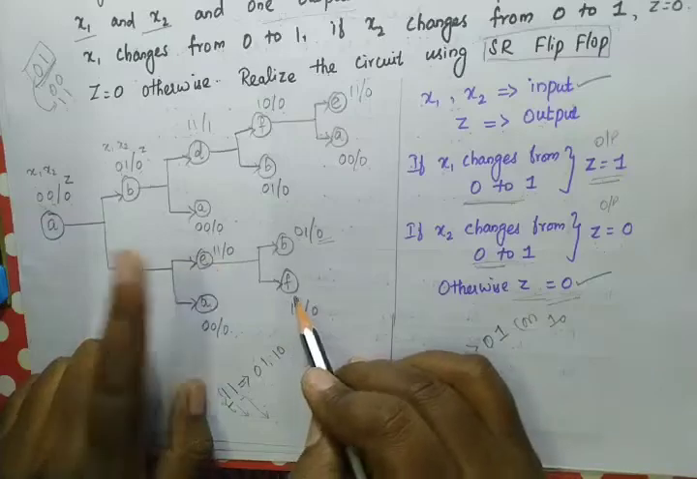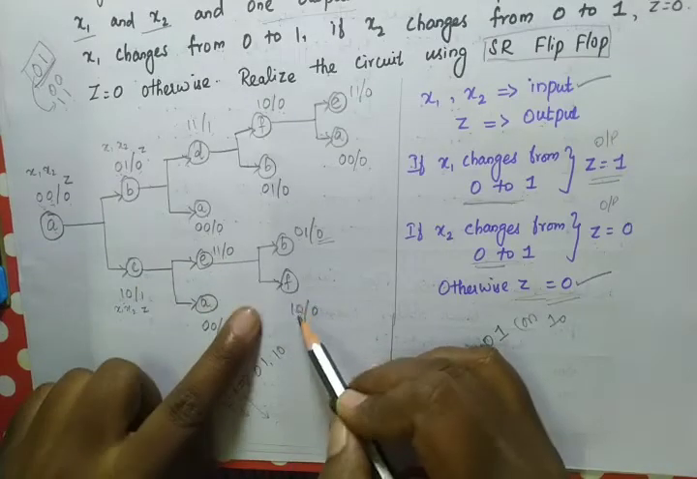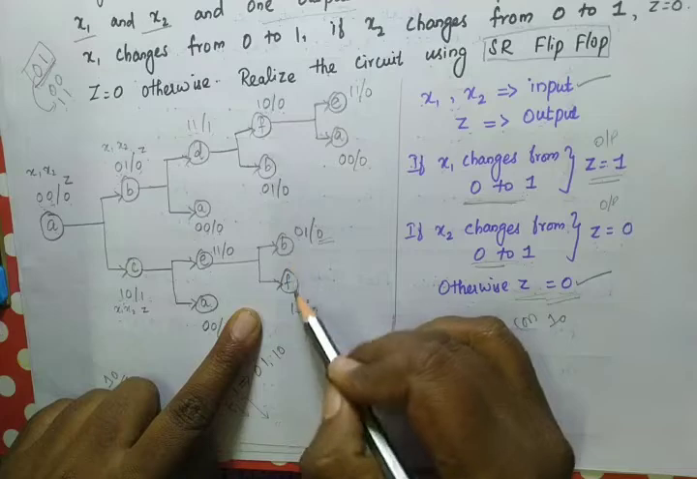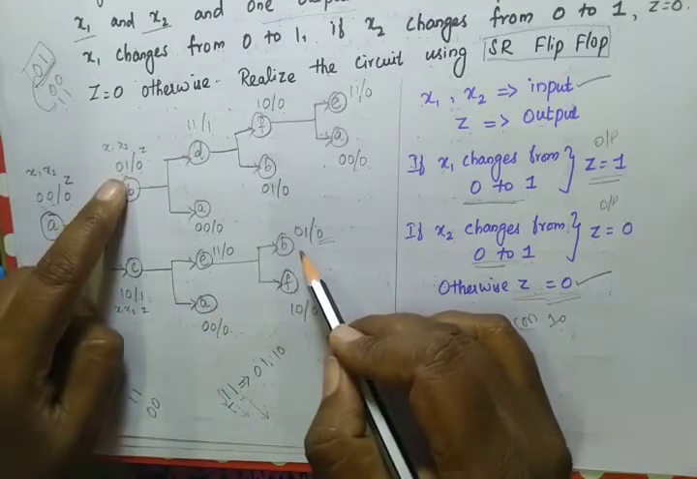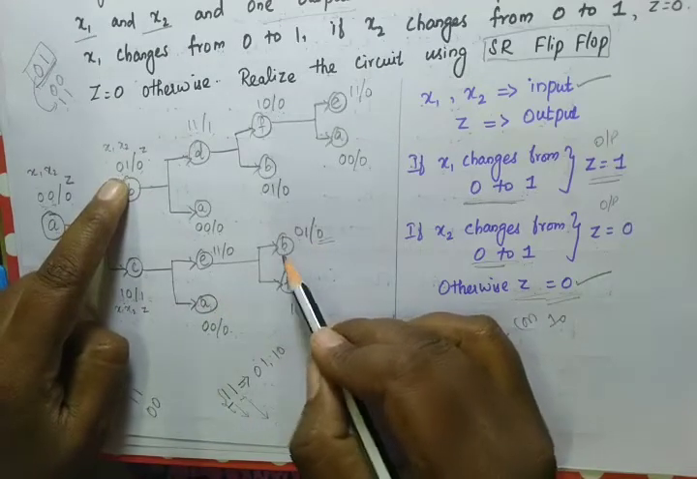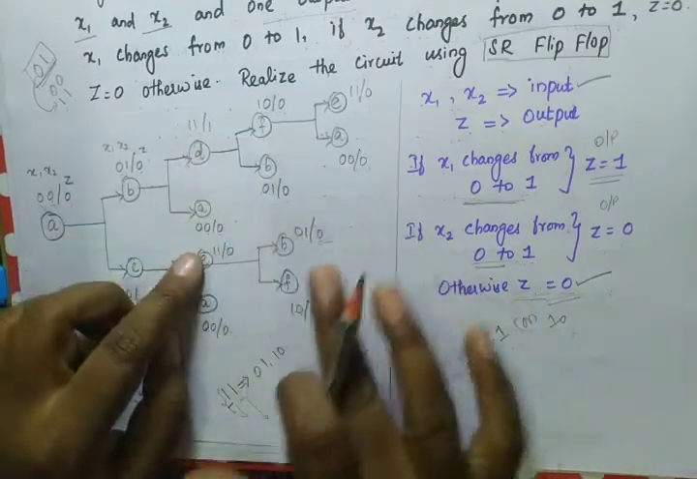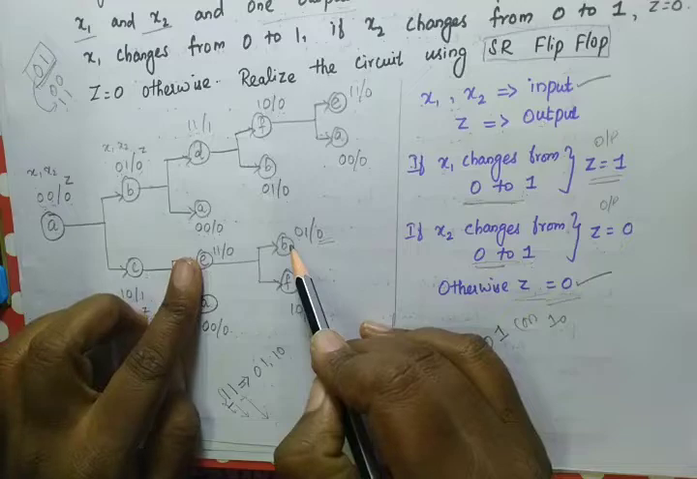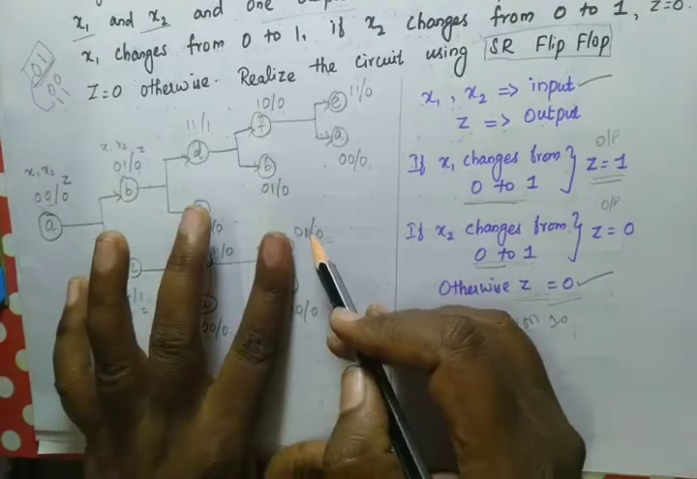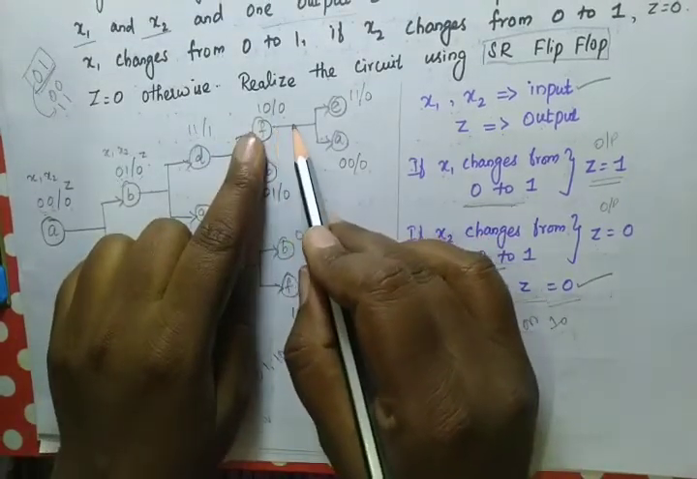And now check whether these states are present in the existing states. Here we have 0 1 by 0, so this is B. And here we have 1 0 by 0, and this will be F. Now no need to continue this, because this is an existing state. So let us stop here. And here we have a new state, that is F.